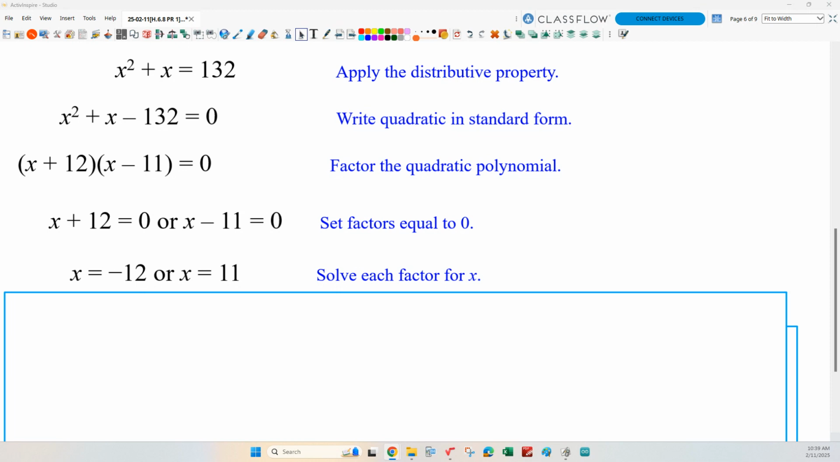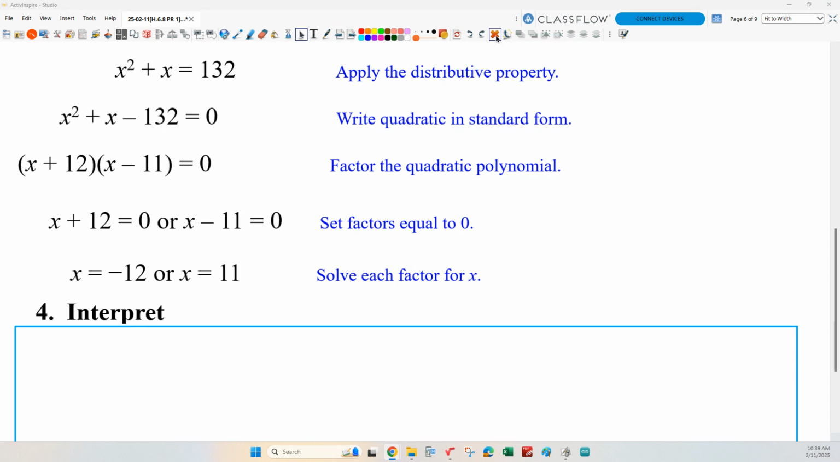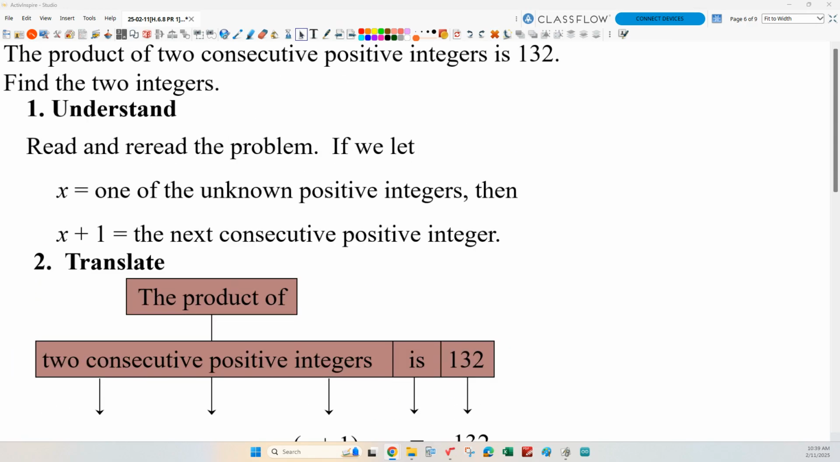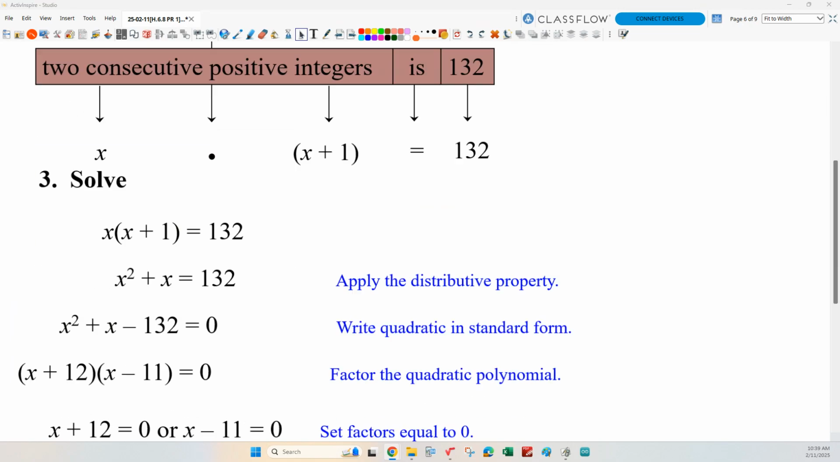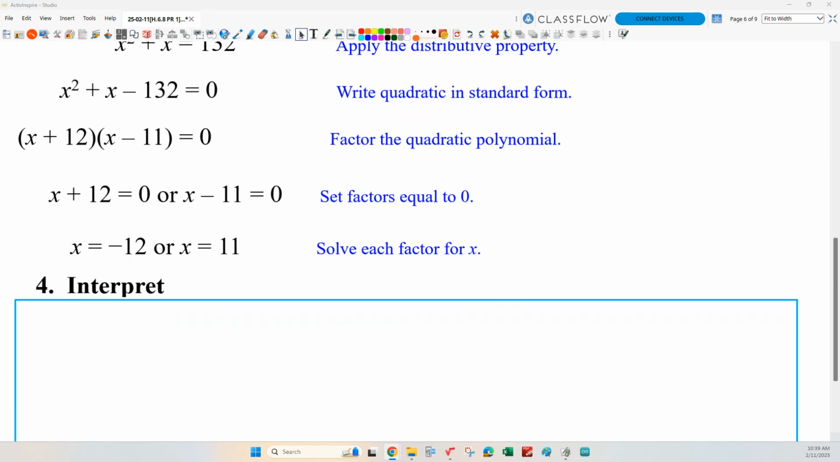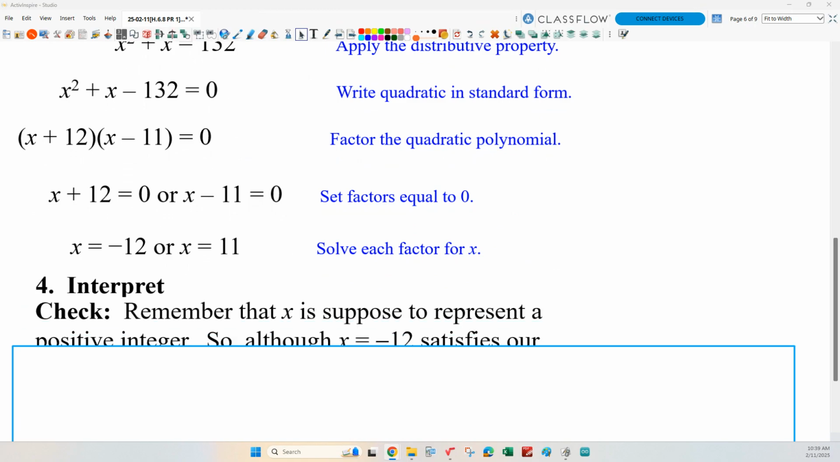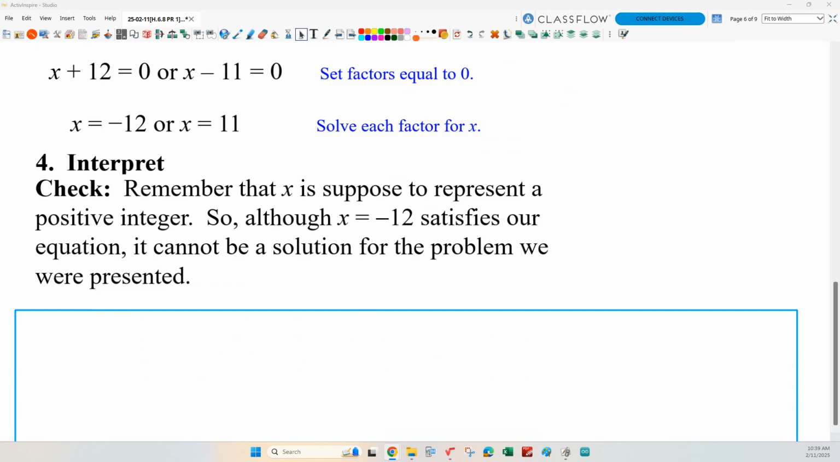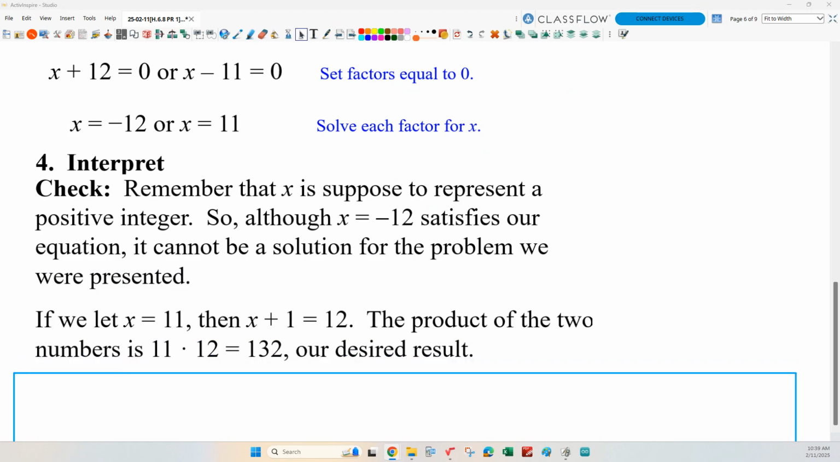Are we done? No, we're not. Right now we got to go back and interpret. Okay, now my original question said that we were finding positive integers. So what does that mean? Well, that negative 12 is not a valid solution for us because we're looking for positive integers. Now, it might be valid mathematically, but we have some stipulations here, some constraints. We're only looking for positive integers. So we're going to discard the negative 12, because it's negative, and we'll keep the positive 11, right?